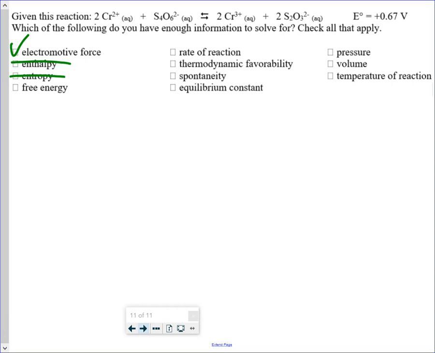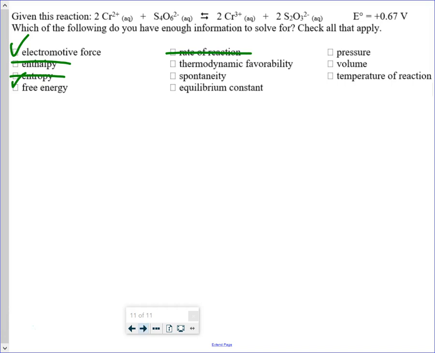Gibbs free energy, we can solve for that. We just did that. We use the cell potential, the number of moles of electrons transferred, and Faraday's constant, and we can plug all that in and get a Gibbs. The rate of reaction, that's talking about kinetic stuff. How fast is this thing occurring? That we can't do. The only way we can really understand the rate of a reaction is by doing an experiment and recording some values in the lab. So we don't know the rate.